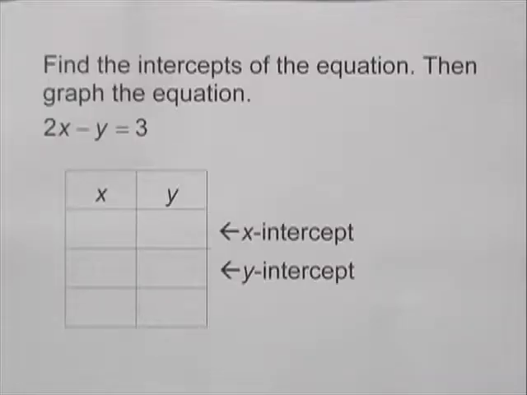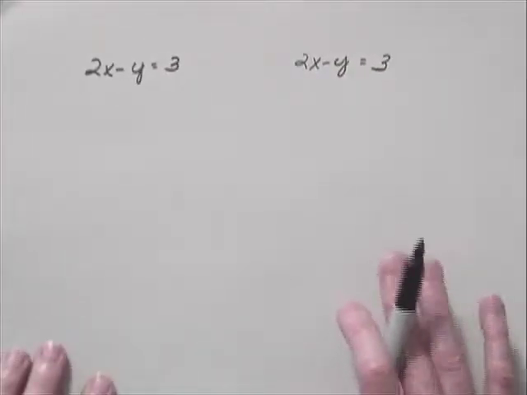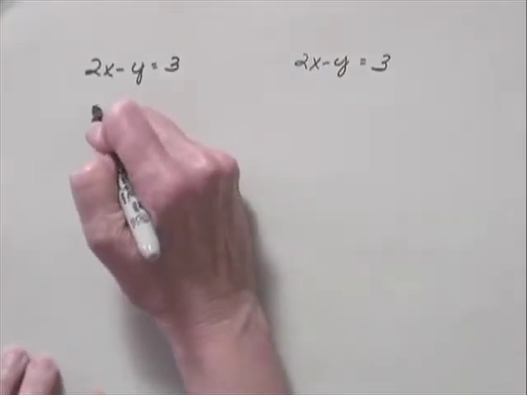Find the intercepts of the equation, then graph the equation. The equation is 2x minus y equals 3, and we'll find the x-intercept first. To do that, we will let y equal 0 and solve the equation for x.